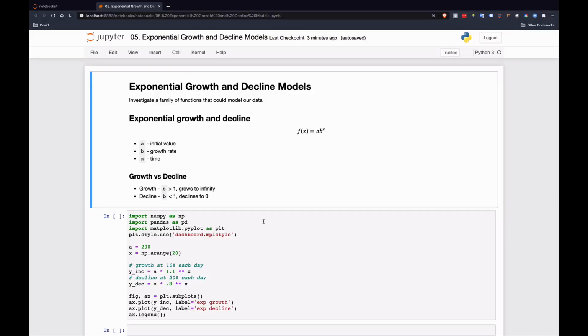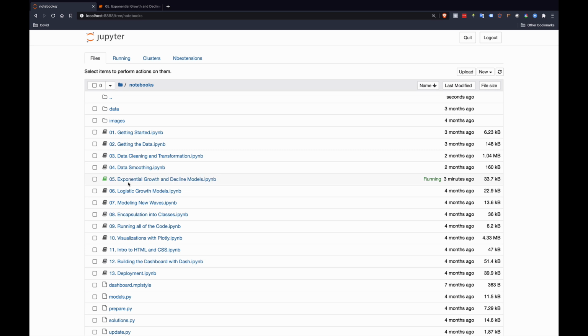Hey everyone, welcome to Exponential Growth and Decline Models, Part 1. So we just began a new part of the course over here and opened up notebook number 5.